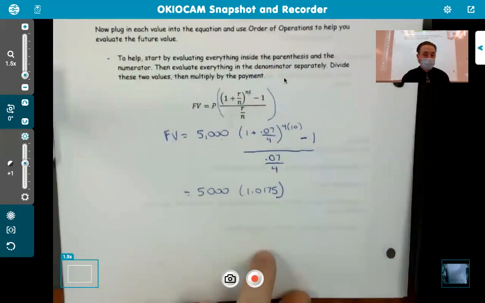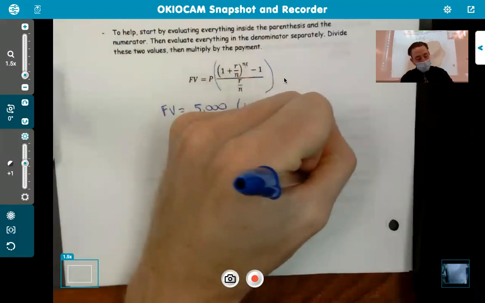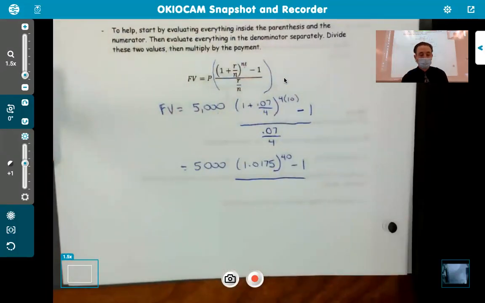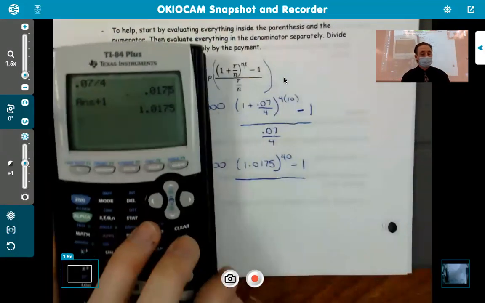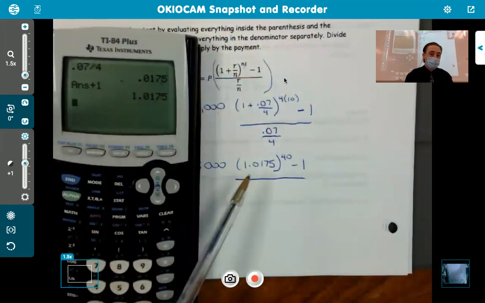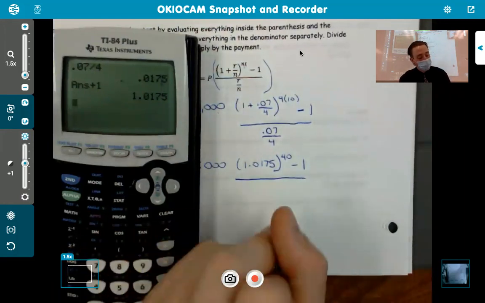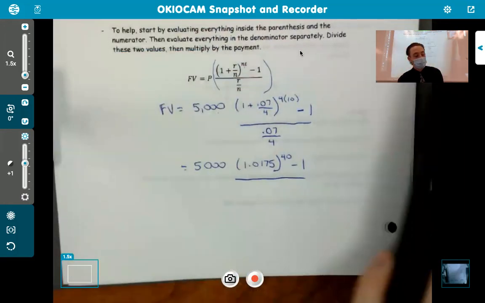Raised to the 4 times 10 power, which is the 40th power, minus 1. And then notice that 0.0175 is also going to go in my denominator because that's 0.07 divided by 4. All right. So 0.0175.